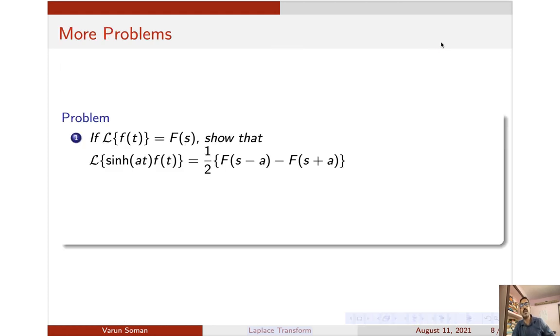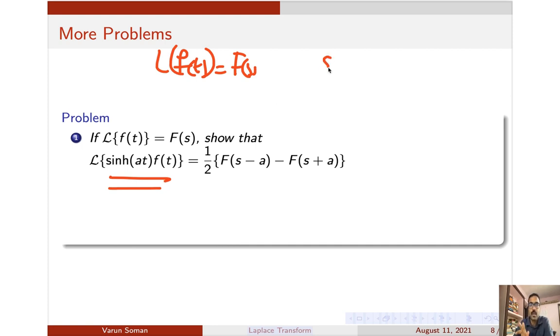Okay, look at this. Please read this question. They have already told you that L of f of t is f of s. Then they have asked to show that L of sinh at times f of t is given. I will not do this problem; you will have to do it by yourself. But I can give you a hint.